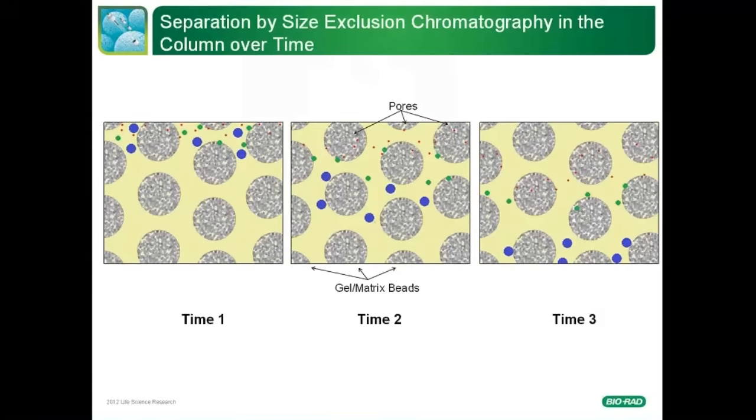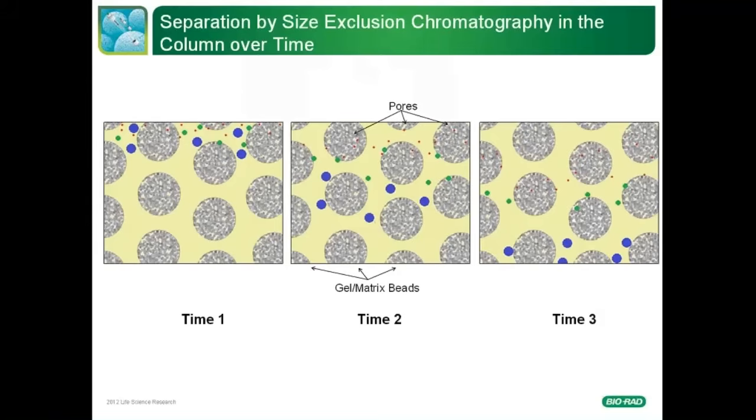Separation by size exclusion chromatography in the column over time. This is an example of how different size biomolecules are separated as they move through a column. Time 1 on the left-hand side shows the time period immediately after the samples are injected into the column. As you can see, the different size particles are grouped together: the large blue ones, the intermediate green ones, and the small red ones.